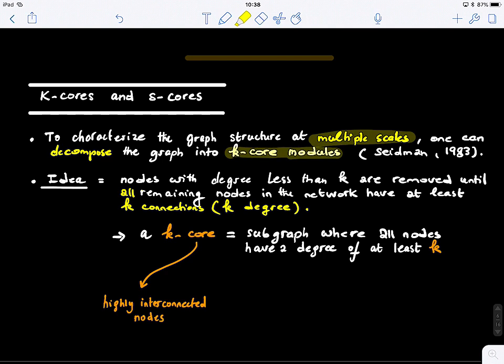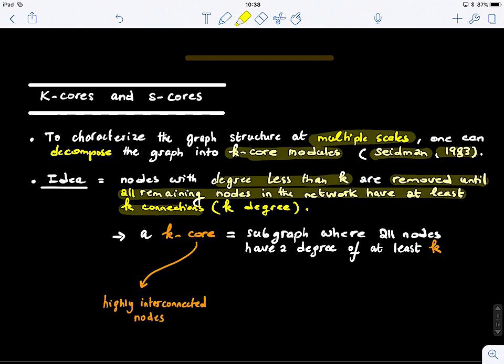This was proposed by Seidman in 1983, so you can also check the paper. The idea is that nodes with degree less than k are removed until all remaining nodes in the network have at least k connections. So the definition of a k-core is that all nodes in the k-core have at least k connections or more. Okay, so having more is fine, but the minimum degree of a node in a k-core is k.